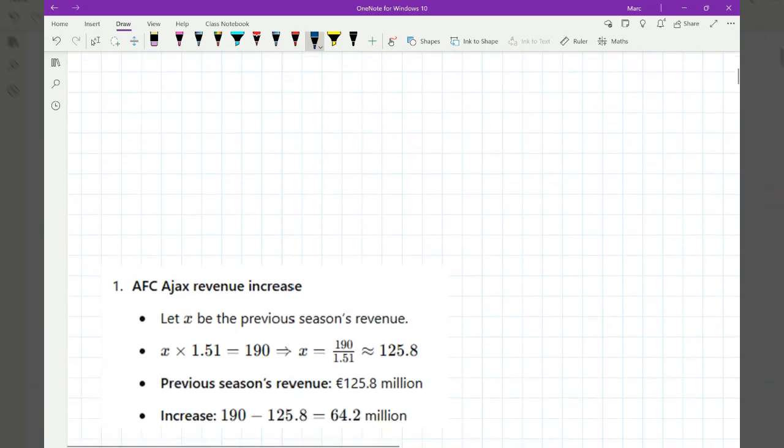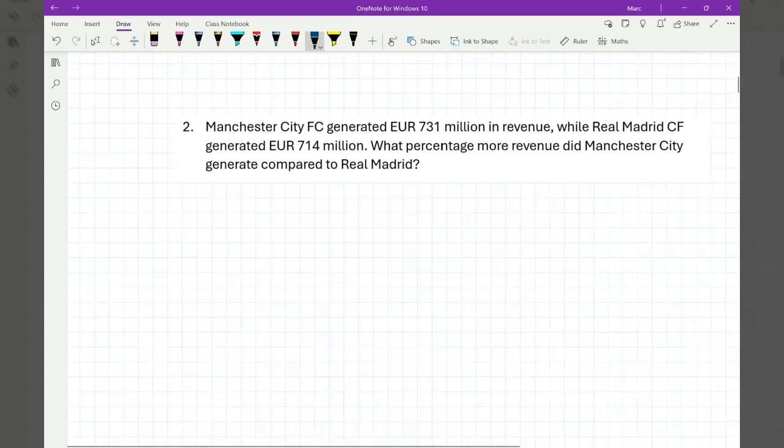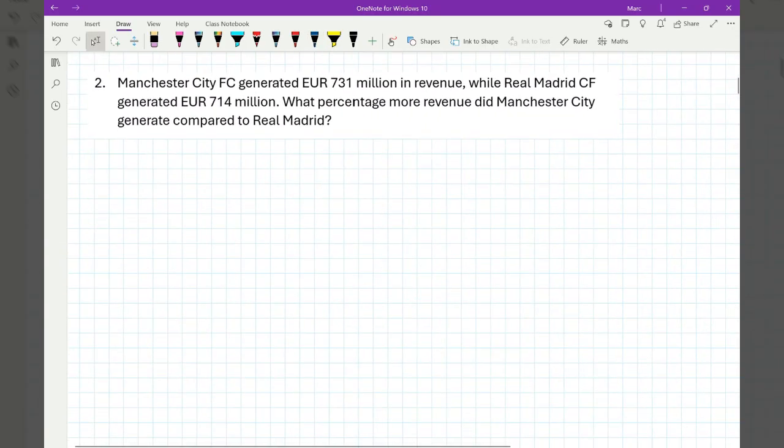Okay, question 2. Manchester City generated 731 million euros in revenue, whilst Real Madrid generated 714. What percentage more revenue did Man City generate compared to Real Madrid? Pause the video and have a go.